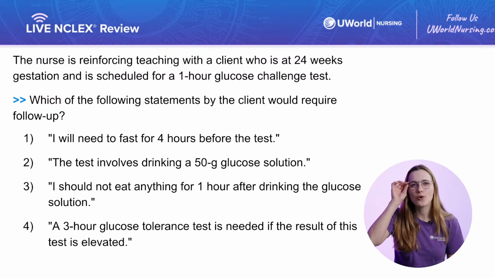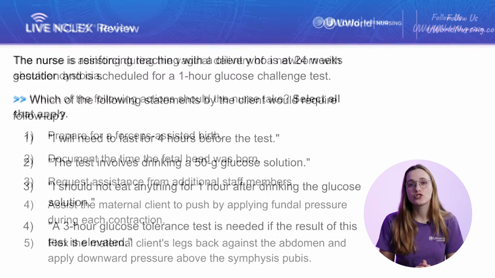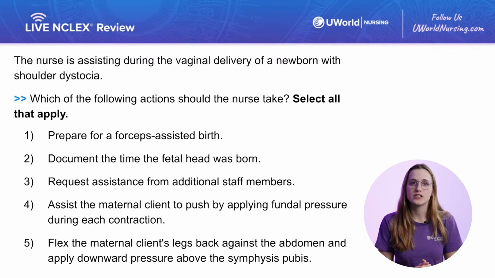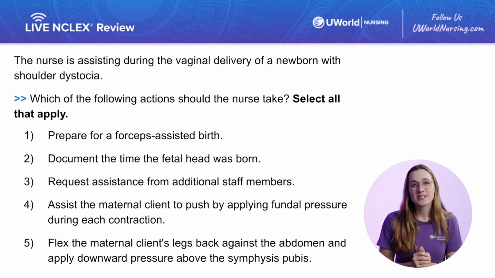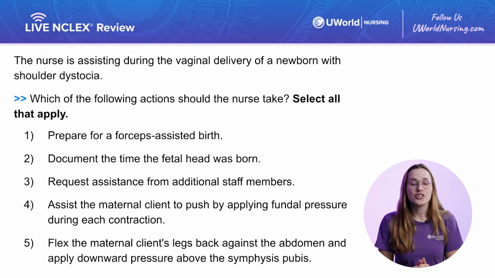Okay, so now moving on to question 2. The nurse is assisting during the vaginal delivery of a newborn with shoulder dystocia. Which of the following actions should the nurse take? Select all that apply. So there's going to be more than one right answer on this one. First one is prepare for a forceps-assisted birth. 2, document the time the fetal head was born. 3, request assistance from additional staff members. 4, assist the maternal client to push by applying fundal pressure during each contraction. Or 5, flex the maternal client's legs back against the abdomen and apply downward pressure above the symphysis pubis. So drop what you guys think the answers are in the chat.